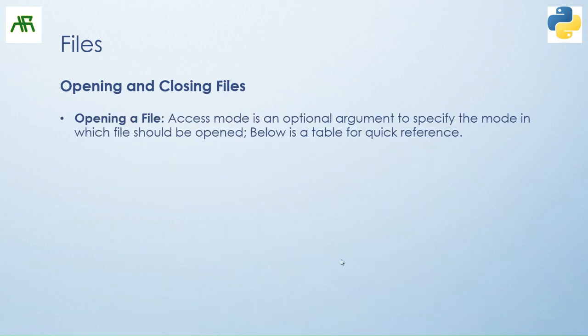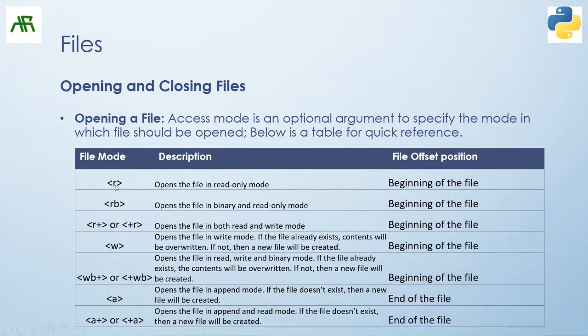Let's see some of the access modes that are available in Python. It's an optional argument to specify the mode in which the file should be opened. There's a table for quick reference. Let's see some of them. r opens the file in read only mode, and the offset position, or where the operations can start, or how the file is opened and which location the reference will be, is at the beginning of the file. rb is read only binary.